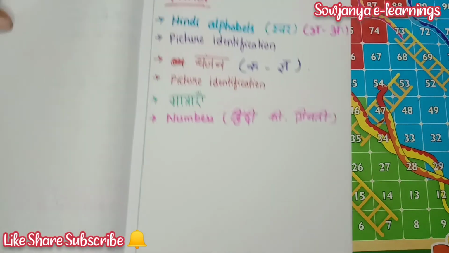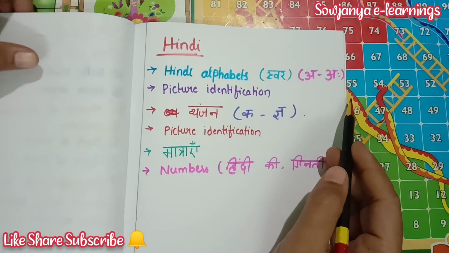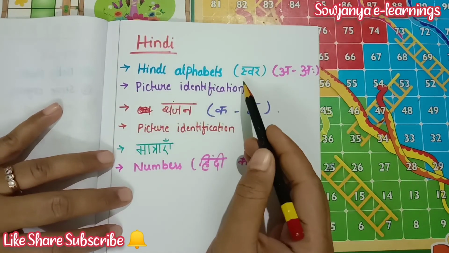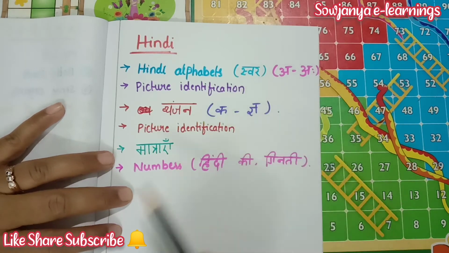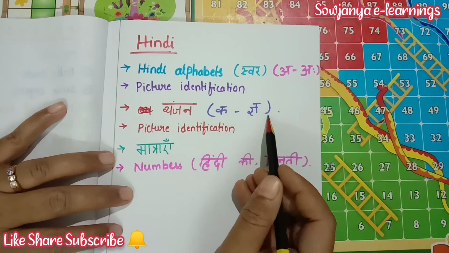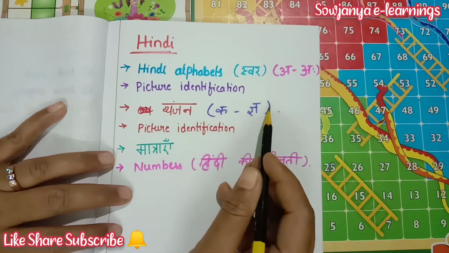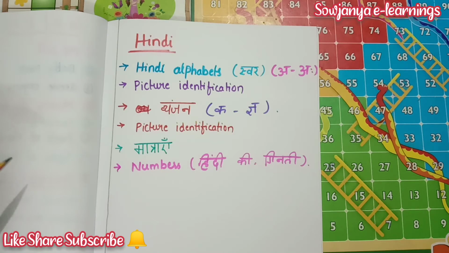Next, in Hindi. In Hindi, alphabets already they will learn in LKG. And picture identification from A to Ha they will learn. Next, Vyanjan. Vyanjan will have from Ka to Gnya. And we have to tell them picture identification regarding Ka to Gnya. And we have to make some worksheets for them.